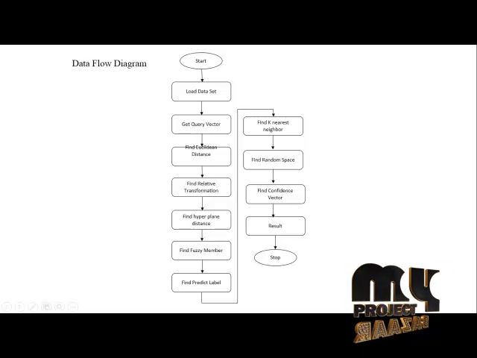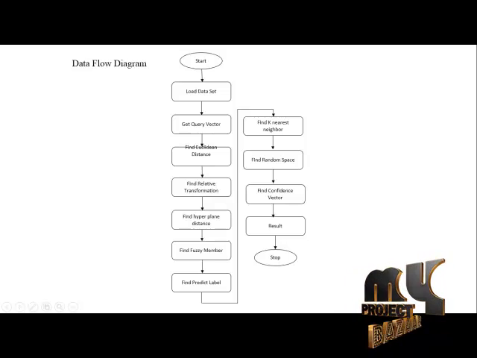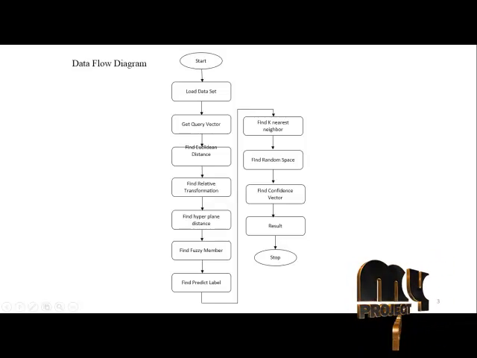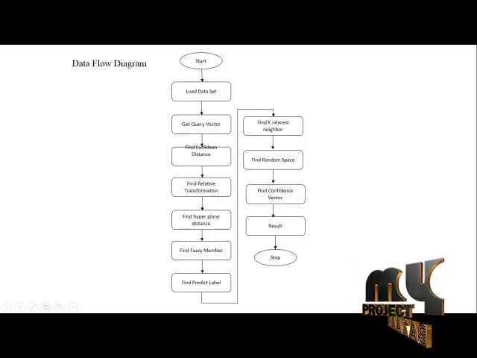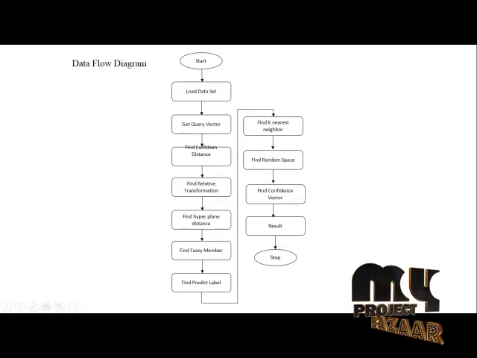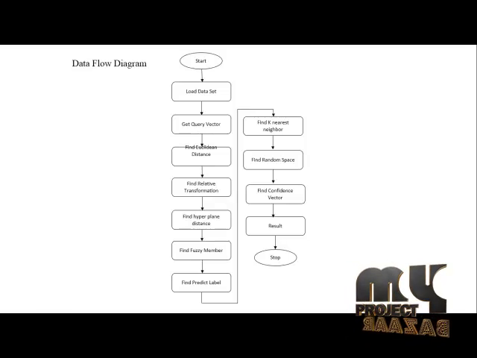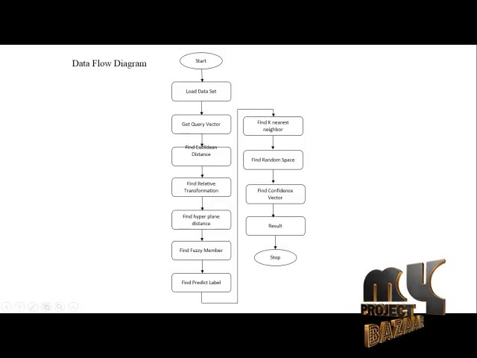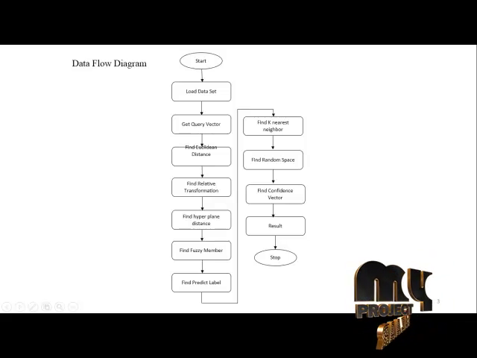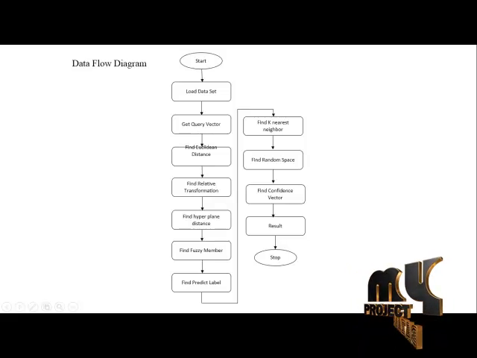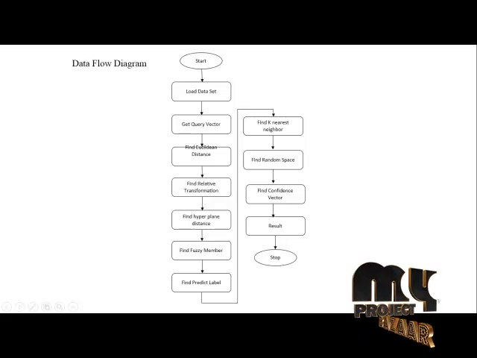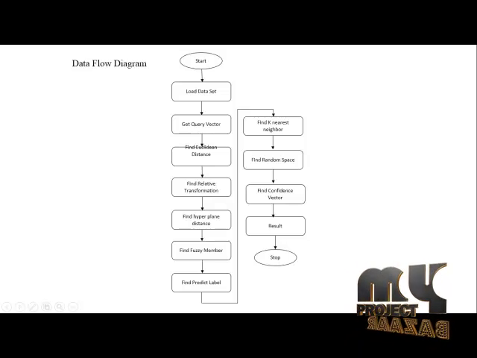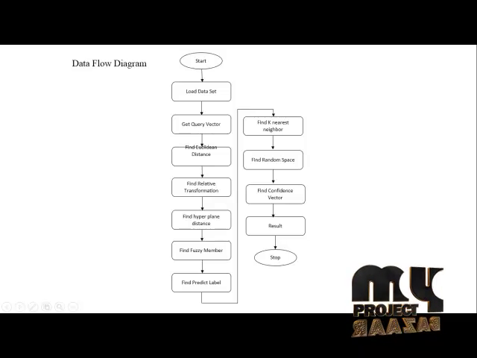The query vector is taken from the user and processed against the training dataset, and we find the equivalent distance for the training dataset for error correction and extraction of the data. Then we find the relative transformation, which relates the query vector and the training dataset, using the equivalent distance. Then find the hyperplane distance, which is the distance from the query vector to the training dataset. After finding the hyperplane distance, we can find the fuzzy member, which is the nearest neighbor of the query vector.